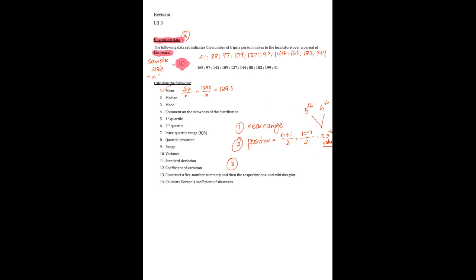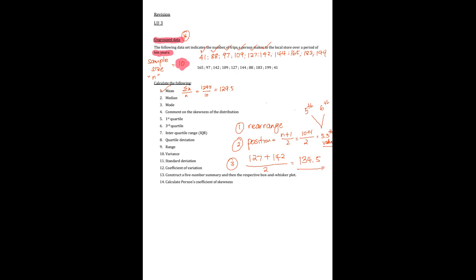So if you look at this, the fifth value, your count, this is the first, second, third, fourth, fifth, sixth. So the fifth and sixth value is 127 plus 142, and that's divided by 2, which then gives you an answer of 134.5. And that is then your median.